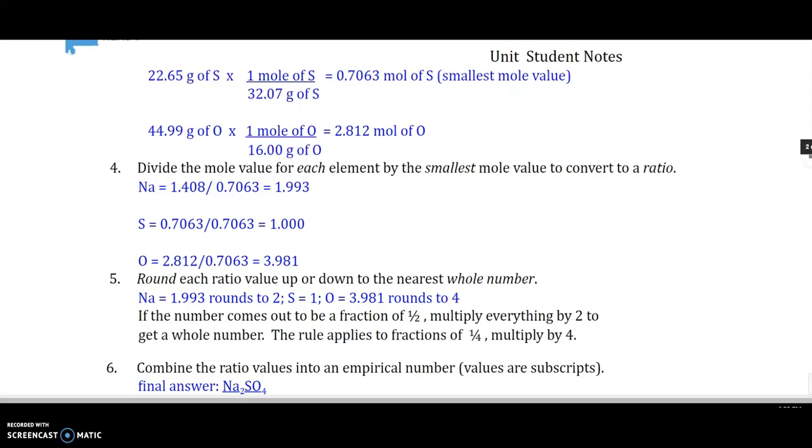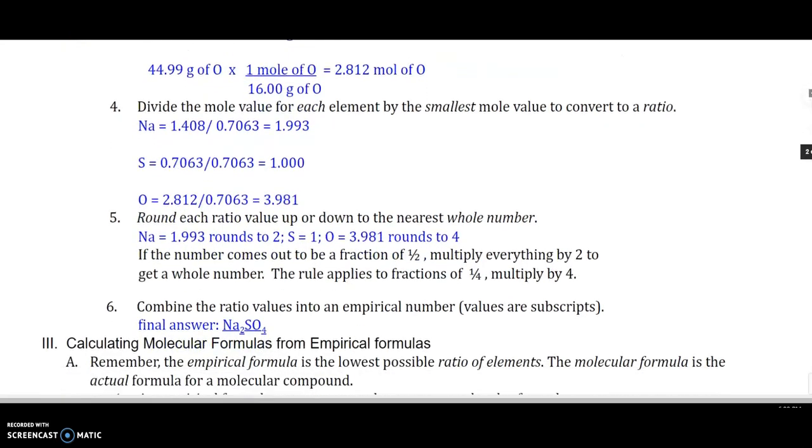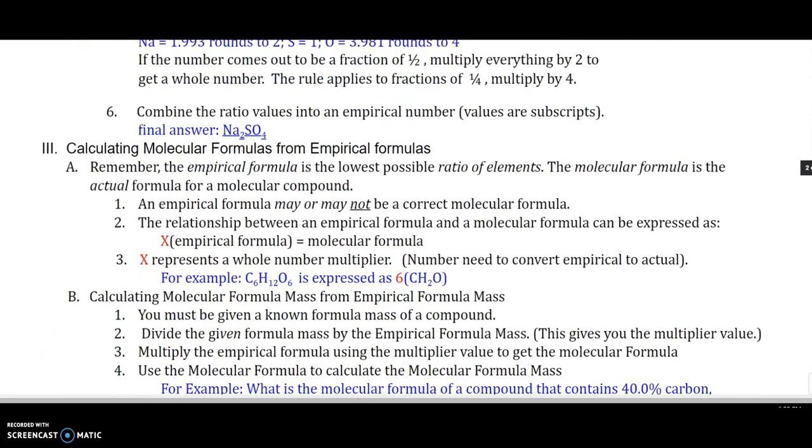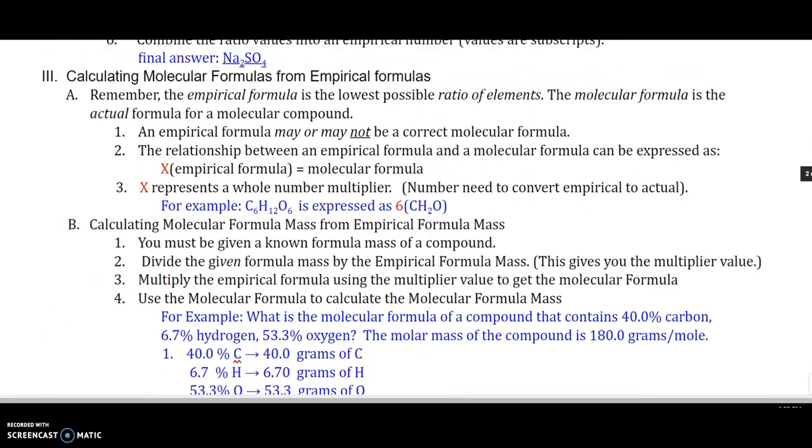Now, if you get fractional amounts, let's say you get a half of a decimal, like 1.5, well, that 1.5 value will have to be multiplied by 2. If you get a fractional amount of 1/4, which is like 2.25, you're going to have to multiply that by 4. Now, not just that element, but all of the elements. Once you find the rounded whole numbers of your subscripts, then you just put your elements in order according to their whole numbers. So that compound, of course, is Na2SO4, which is sodium sulfate.